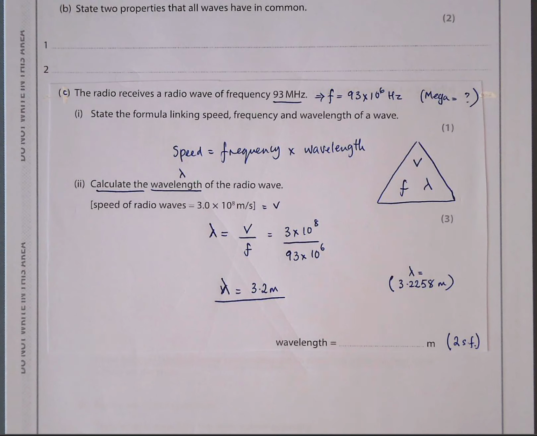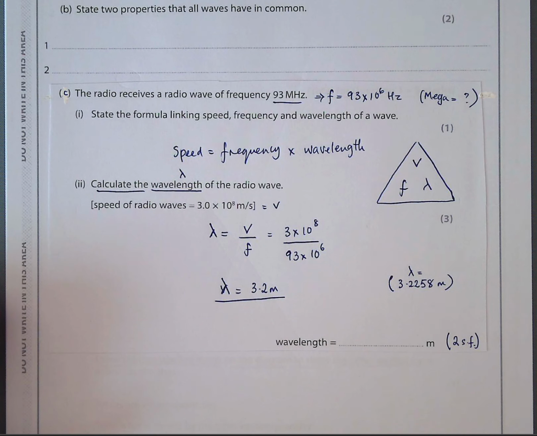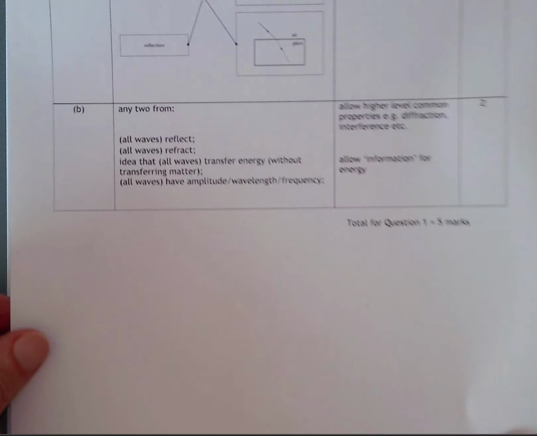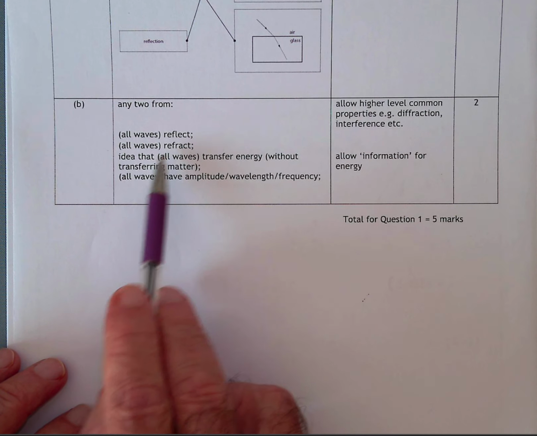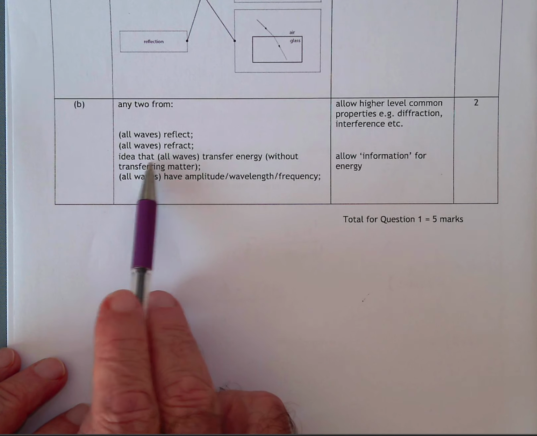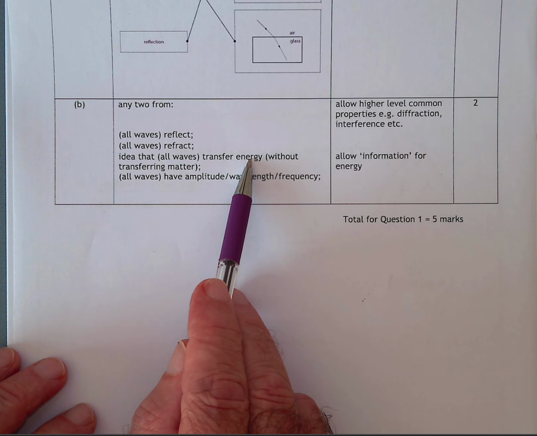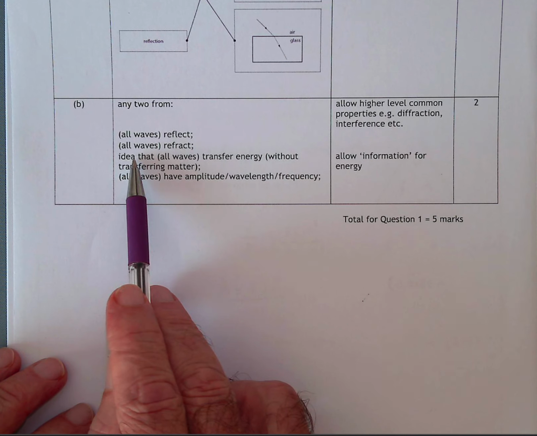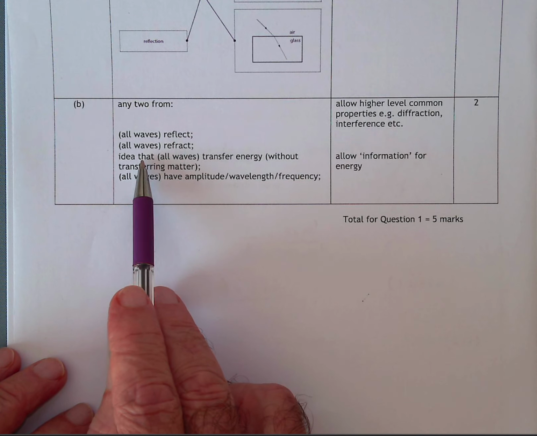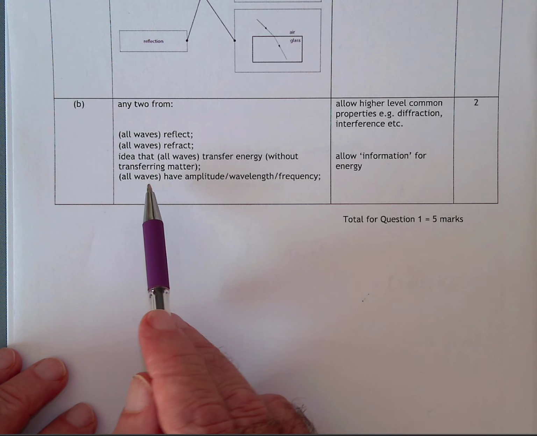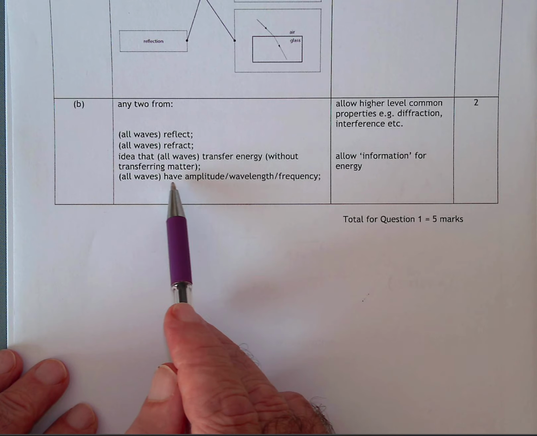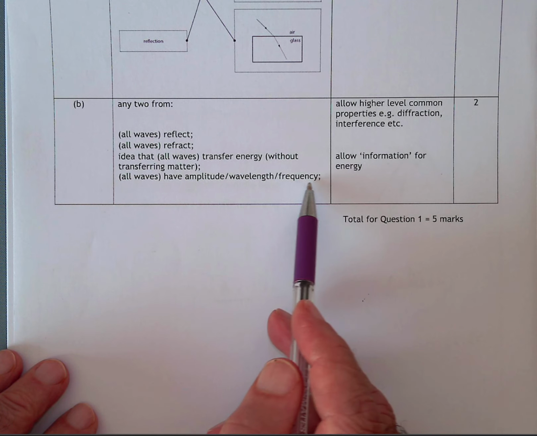Question 2 says state 2 properties that all waves have in common. Rather than write them all down because there are multiple answers here, part B is any 2 from: all waves can reflect, all waves can refract, and all waves transfer energy. You don't need the bits in brackets as long as you've got the keywords that show you know that waves transfer energy without transferring the matter. And all waves have amplitude, wavelength, or frequency.